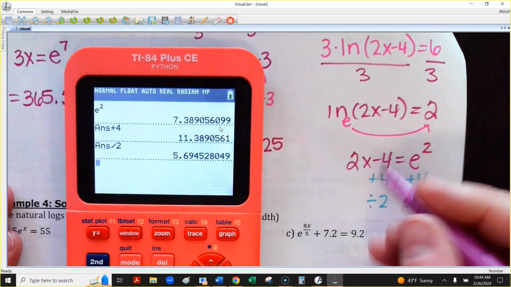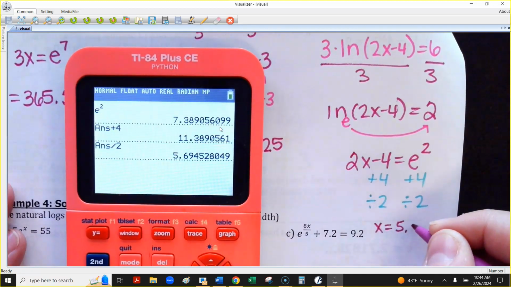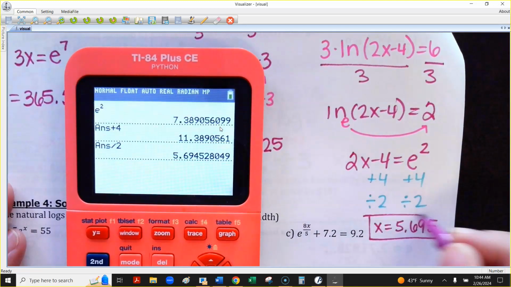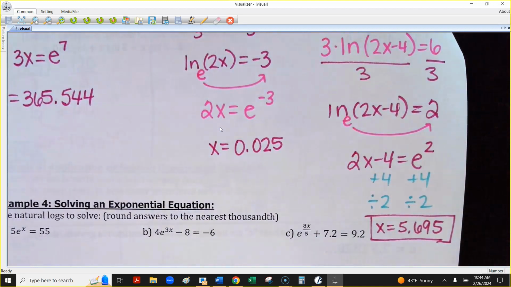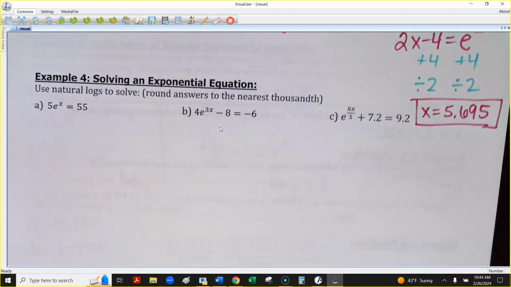All right, so for this guy, let's see, 5.695 to 3 decimal places. Is anyone having a question? Okay, now, these guys are exponential equations.